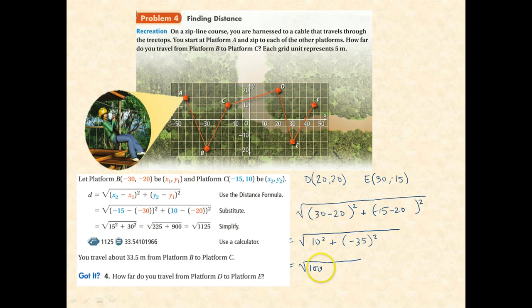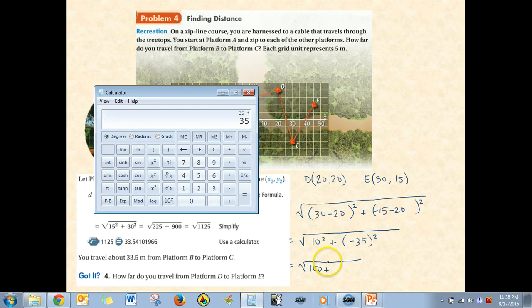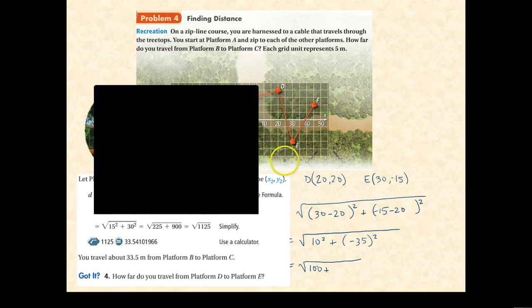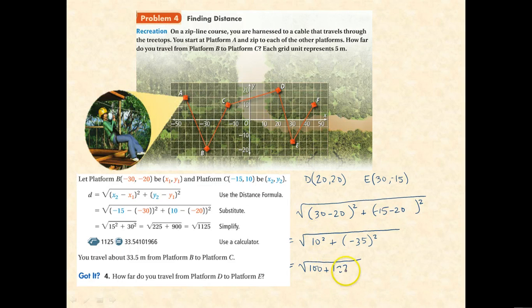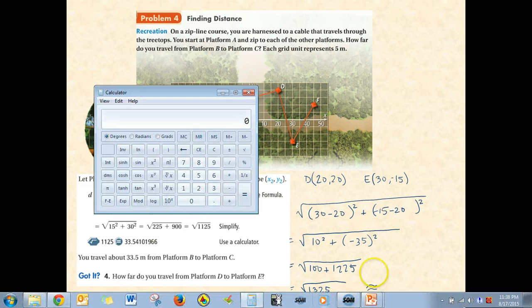30 minus 20 is 10, so that's 10 squared plus negative 15 minus 20 is negative 35 squared. So that's 100 plus 35 times 35 is 1,225. So that's the square root of 1,325, and that's approximately equal to 36.4.